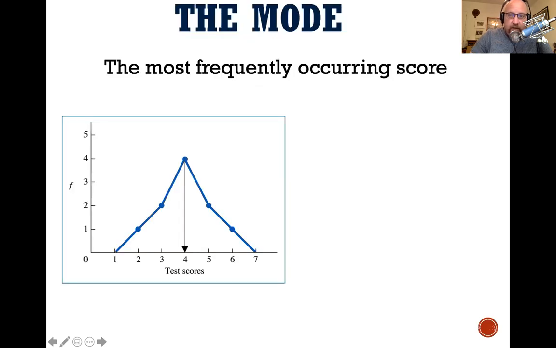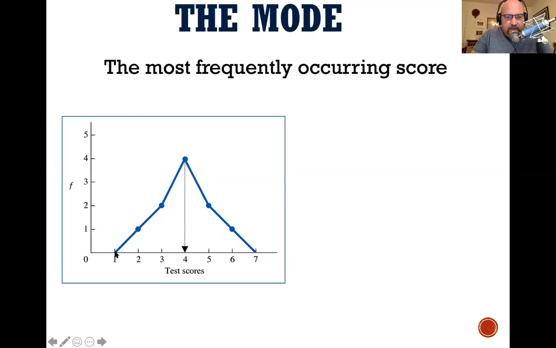So the mode is the most frequently occurring score. So it's got the highest F. If you look at this graph here, we've got test scores along the x-axis, going from 0 to 7. It's probably some kind of quiz, like an 8-point quiz. And then the frequency tells you, let's say these are students' test scores, how many there are of each score.